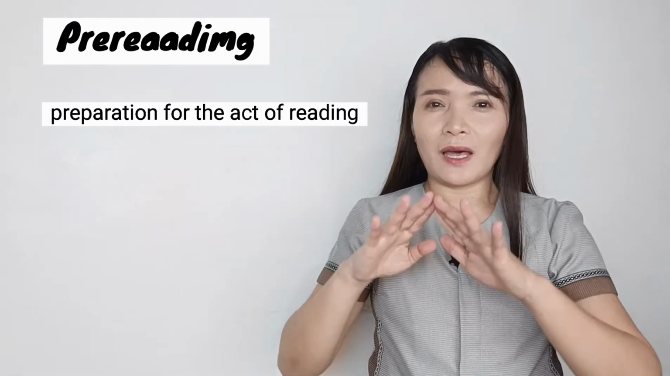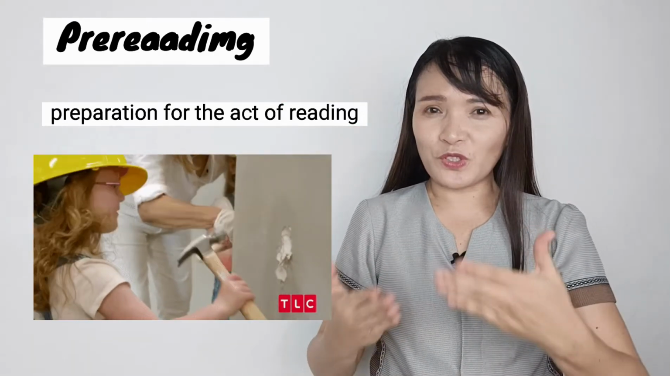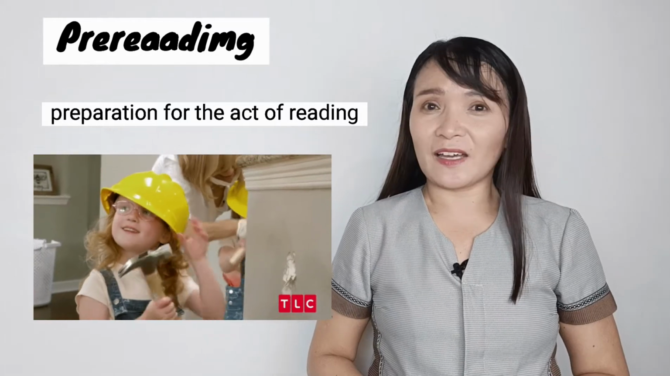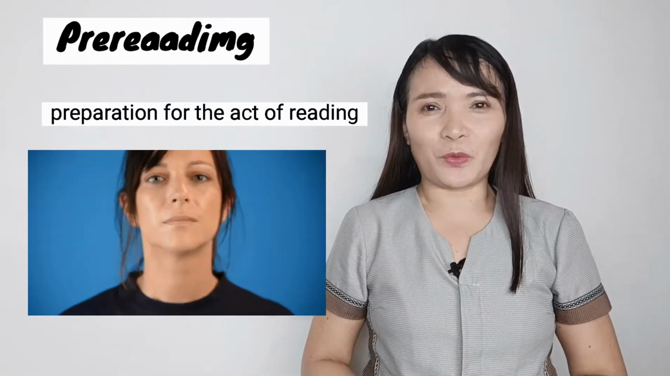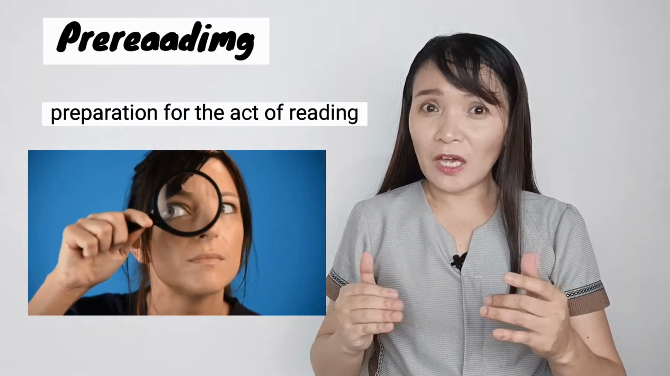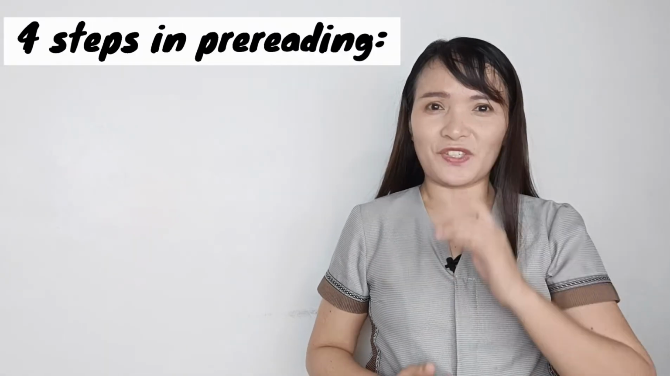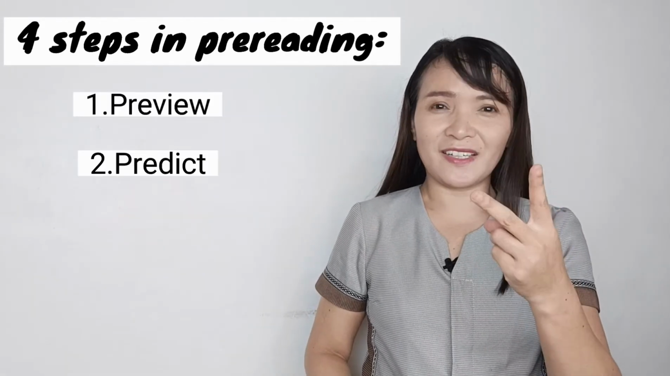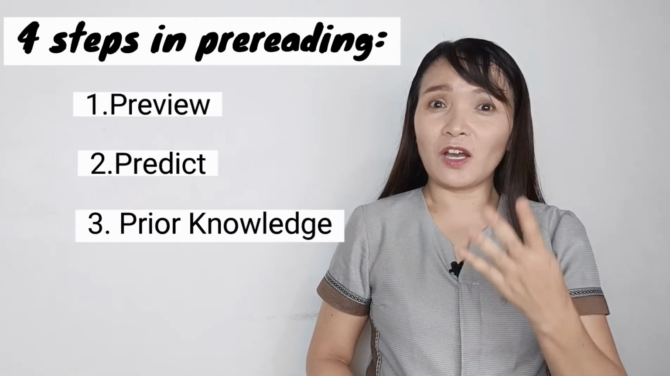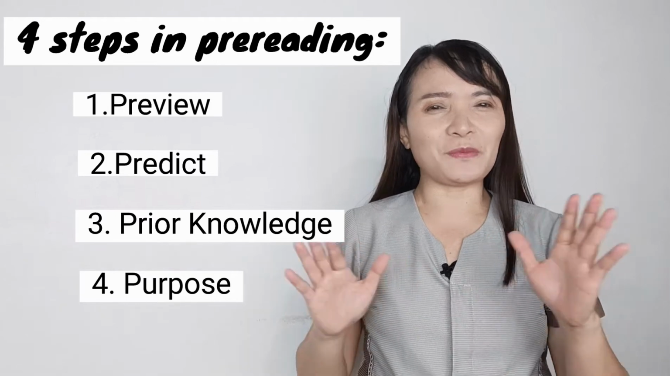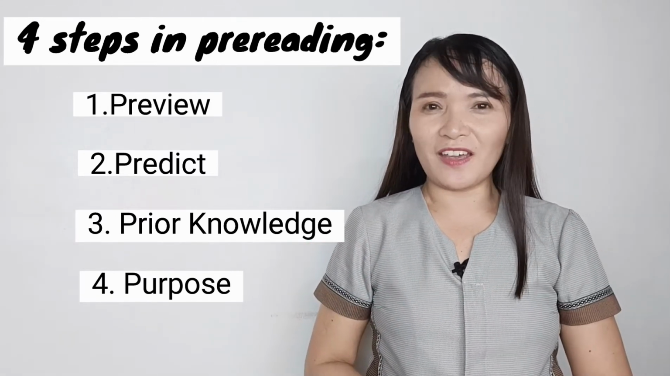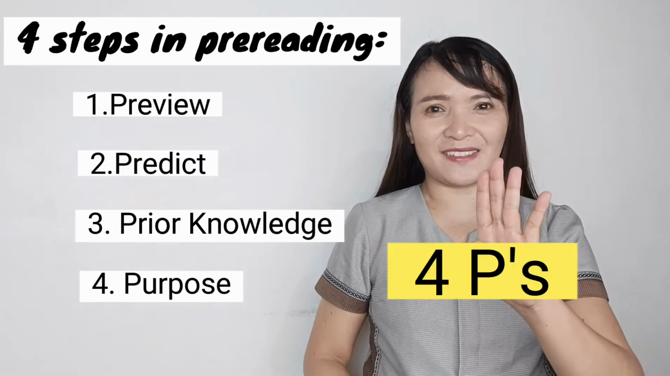If you build the big picture before you start, you begin reading the text with a conceptual framework already in place. Then when you encounter a new detail or a new bit of evidence in your reading, your mind will know what to do with it. Pre-reading includes 4 steps: preview, predict, prior knowledge, and purpose. You can remember these steps by thinking of them as the 4 P's.